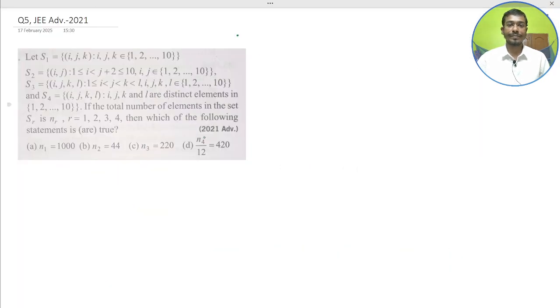Last question, very important. JEE Advanced 2021. This is a question of MSQ.